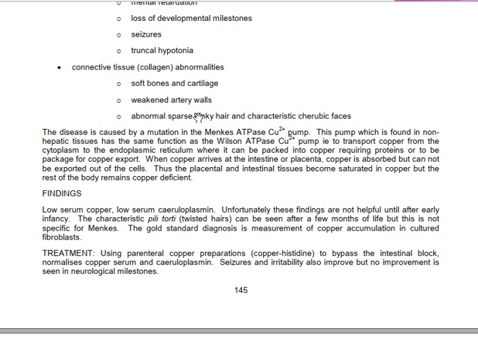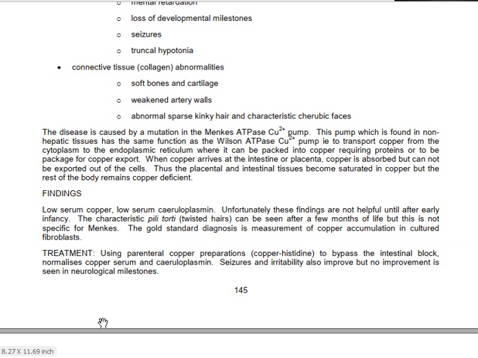So what are the findings here? The findings are low serum copper and low serum ceruloplasmin. Unfortunately, these findings are not helpful in early infancy. The characteristic pili torti hair, twisted hair, can also be seen at a few months of life in Menkes disease. The gold standard diagnosis is still to visualize copper accumulation in cultured fibroblasts.